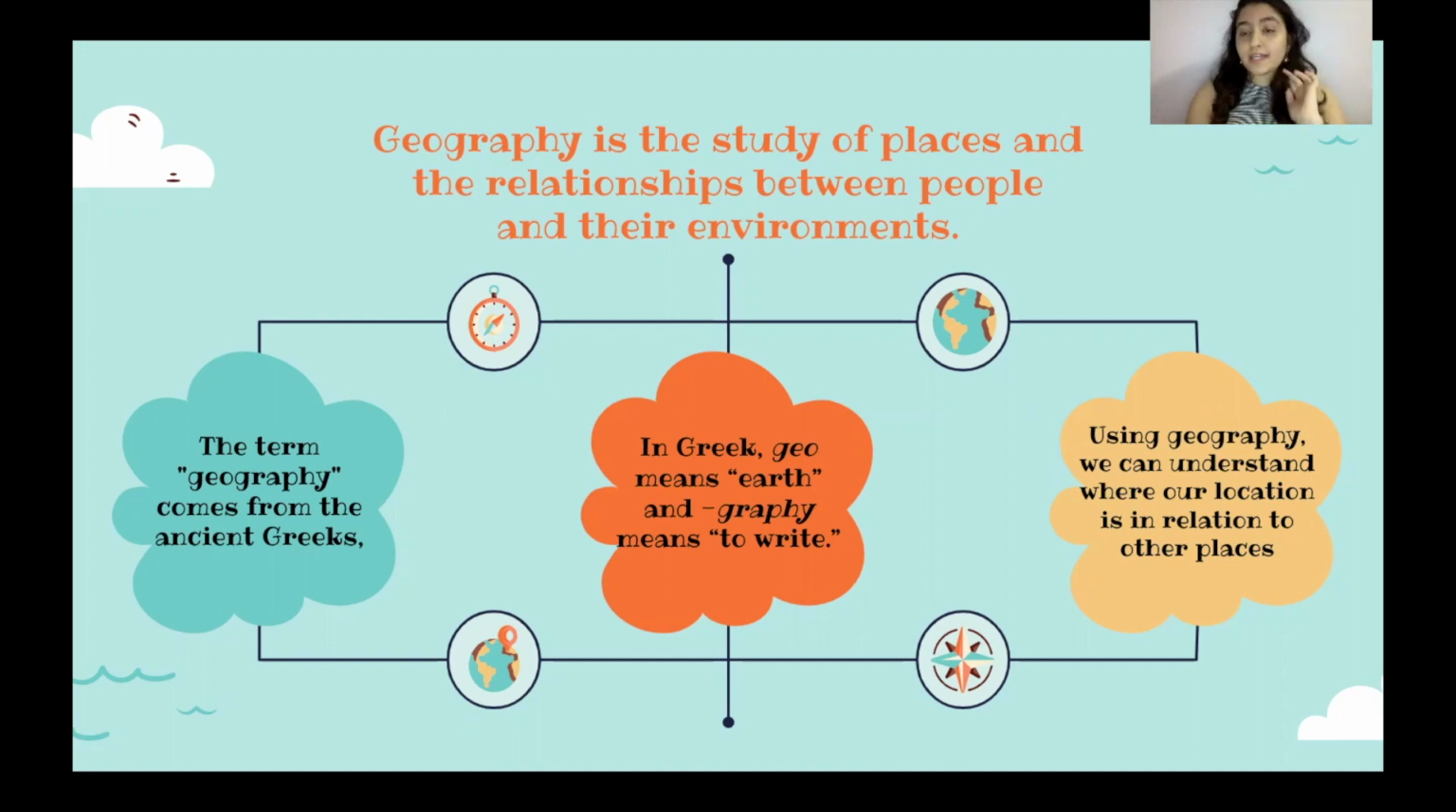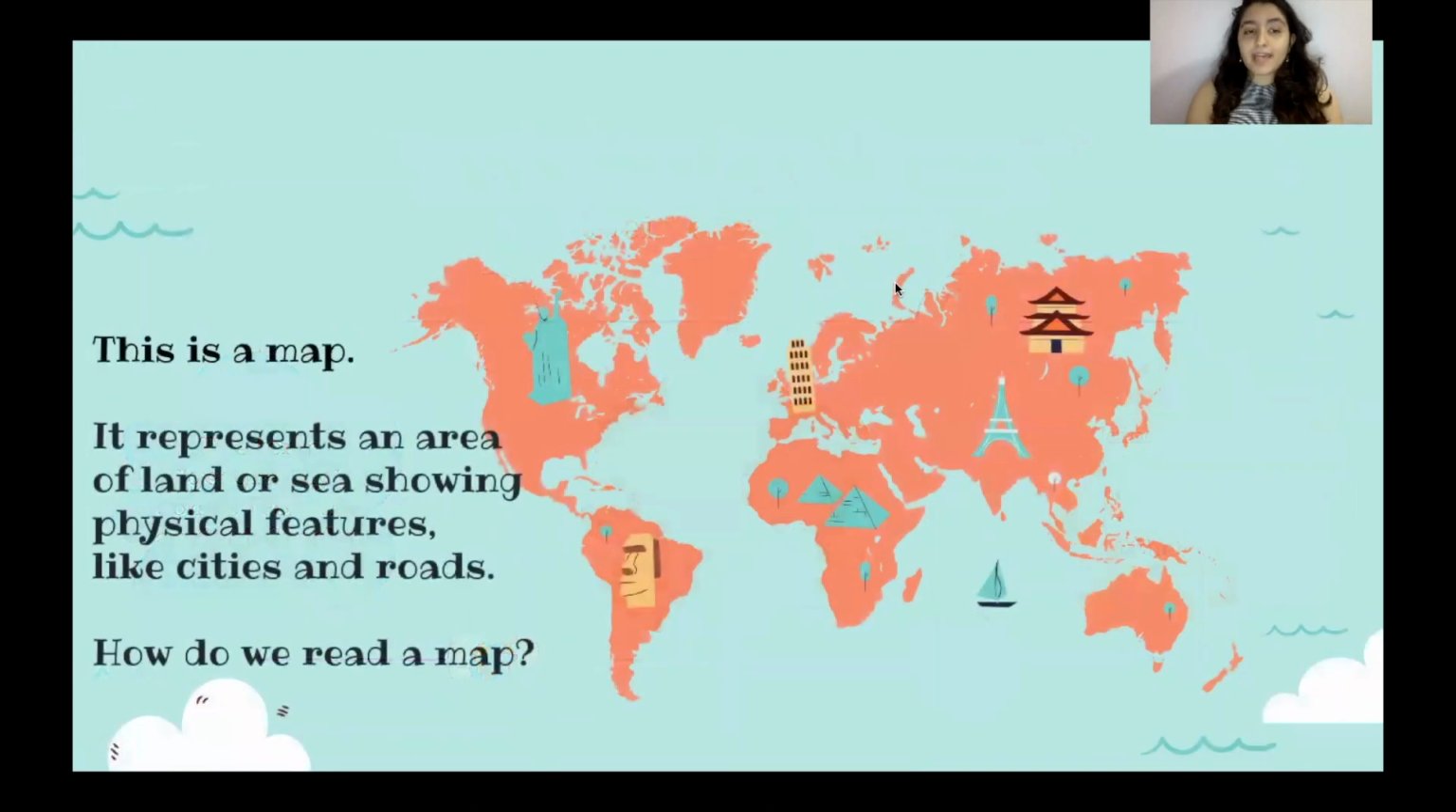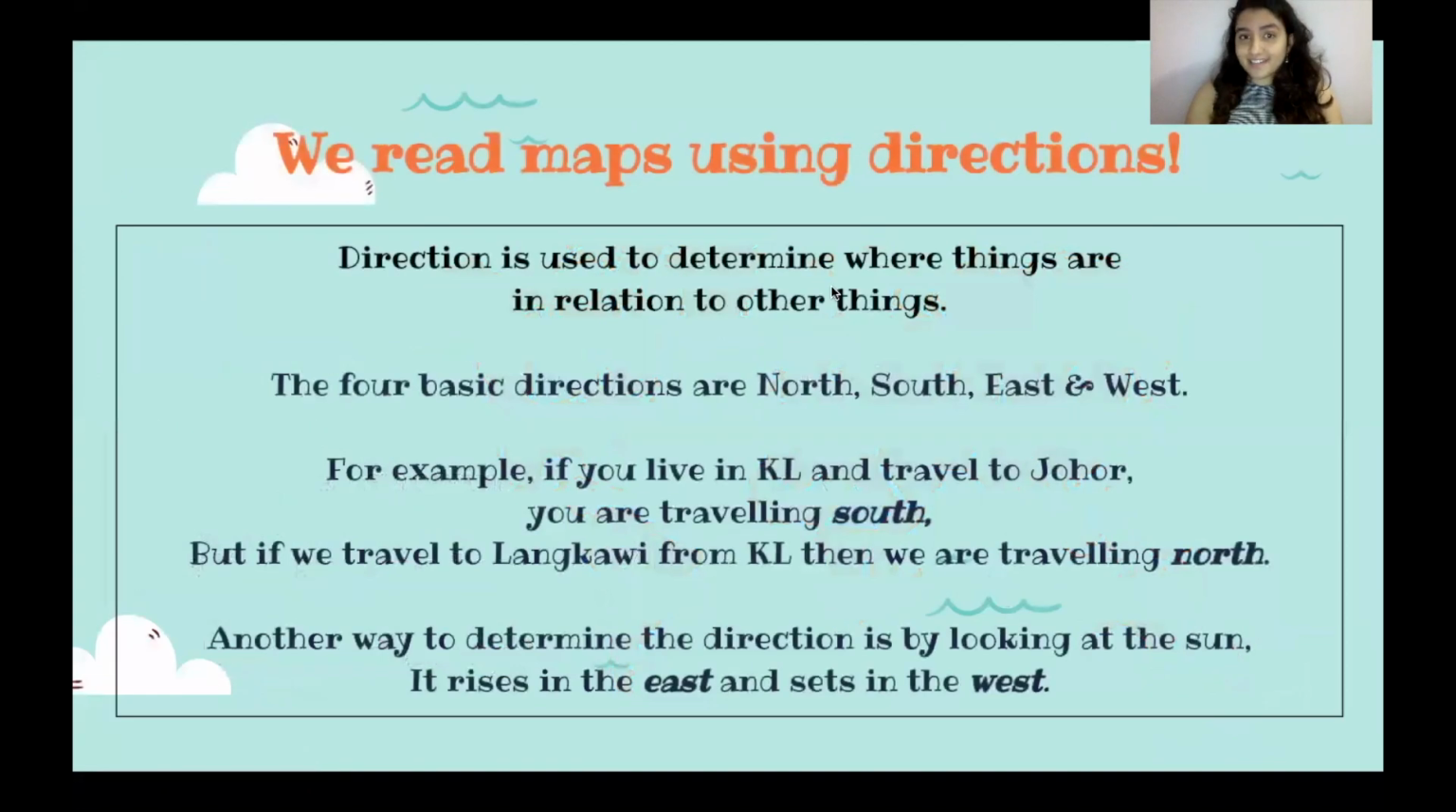Using geography, we can understand where our location is in relation to other places around us or around the world. This is a map, and it represents an area of land or sea showing physical features like cities and roads. How do we read a map? We read maps using directions.